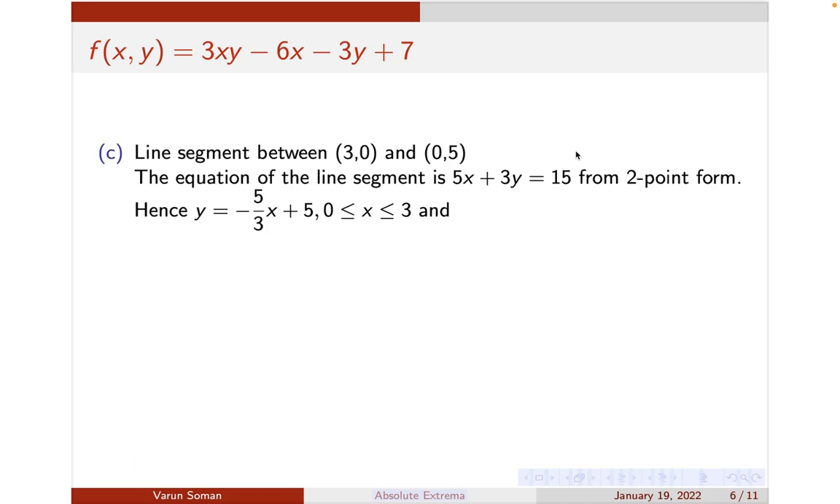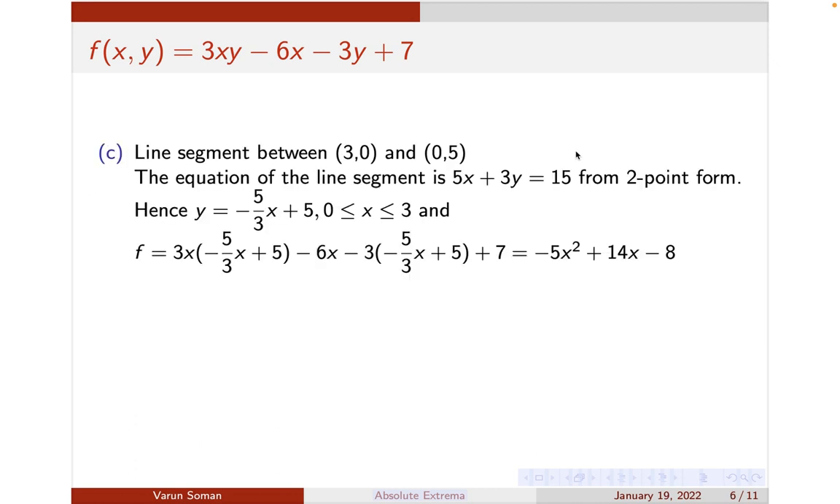When you took this line segment, you will be getting this equation. You will have to substitute in the given function, and when you substitute, please try to do it yourself. It will be simplified into this equation. Nothing new is there, just routine calculation. Now if you have to check the critical points, your f dash should be 0.